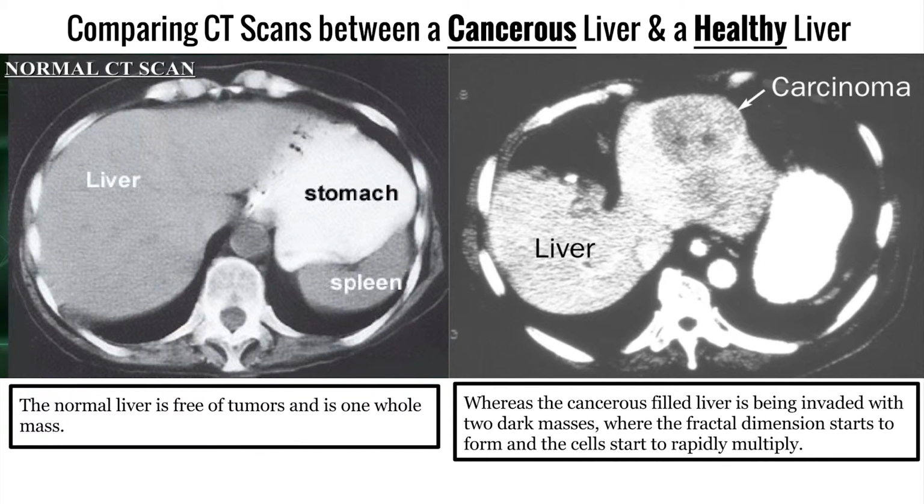These are two CT scans of a cancerous liver and a healthy liver. The normal liver is free of tumors and is one whole mass, whereas the cancerous liver is being invaded with two dark masses, where the fractal dimension starts to form and the cells start to rapidly multiply, making it more and more harder to cure as the fractal dimension multiplies and the tumors grow within the body.